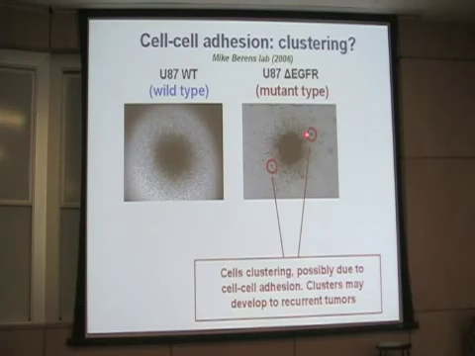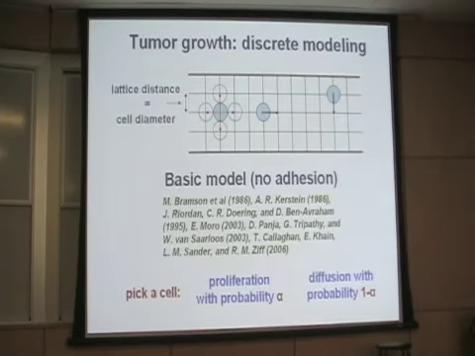Those are just small cell clusters which are formed in the invasive zone, and maybe those small clusters will develop into the secondary tumors afterwards, when the primary tumor has been taken out. So the question is, why do those cells cluster? So let me present our discrete agent-based model. This is a two-dimensional model.